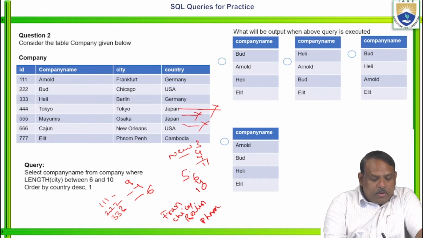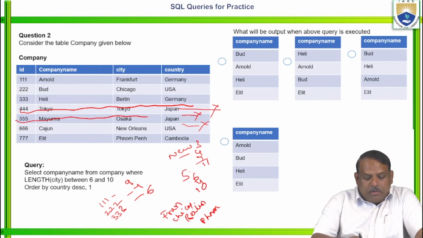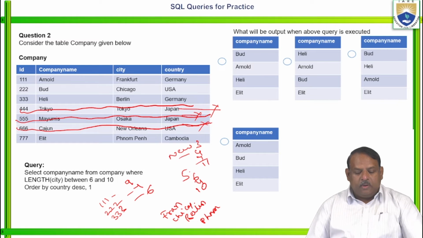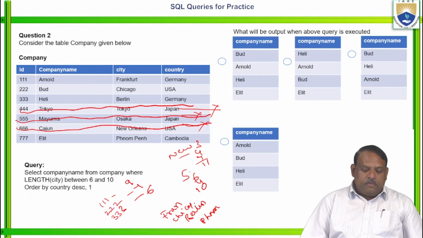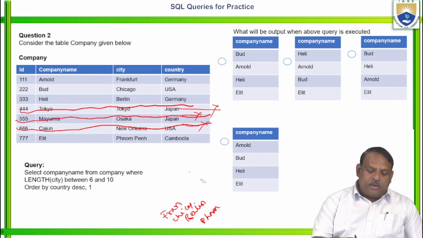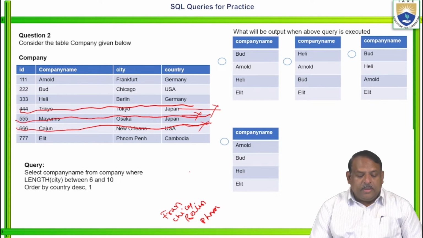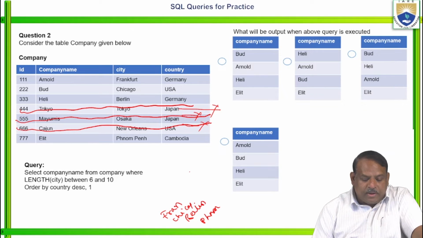Okay. So Tokyo is ruled out. Osaka is also ruled out. Only 4 records are left. Now we need to apply the sorting. Here once again it is not a single sort, it is a double sort. Country description first, so we have to get the country names.